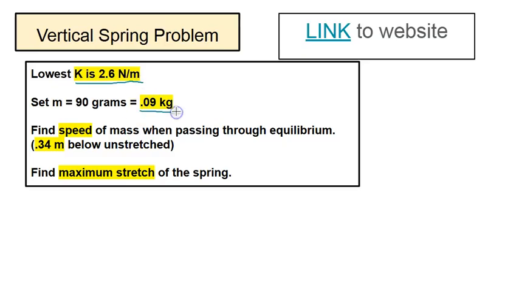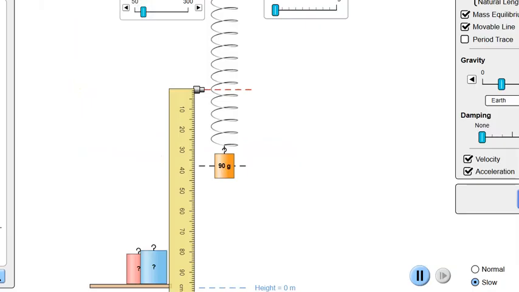The mass is 0.09. We're going to do two questions, A and B. We're going to find the speed when passing through equilibrium, and then we're going to find the maximum stretch of the spring. Please write that down. Then I think it makes sense to do the problem here.